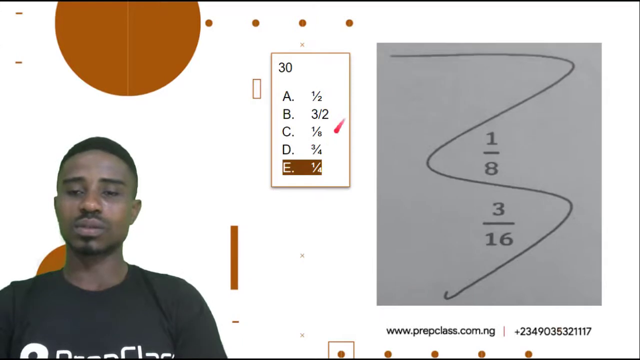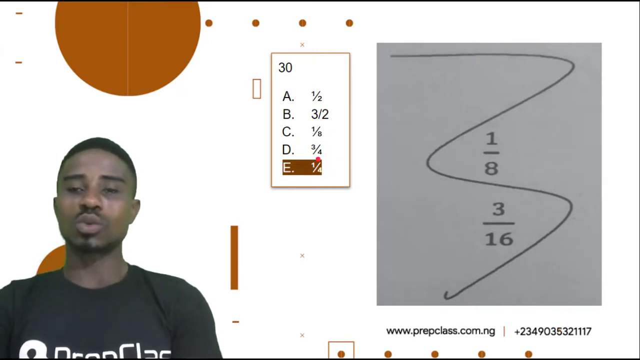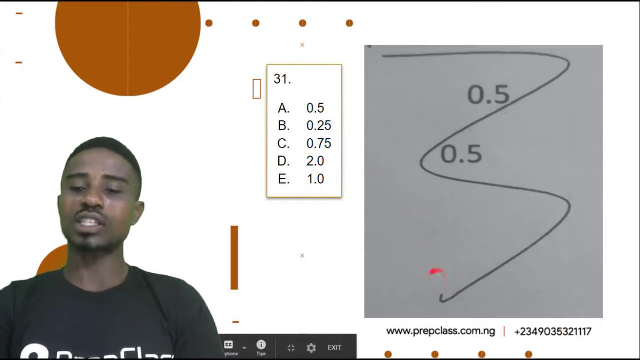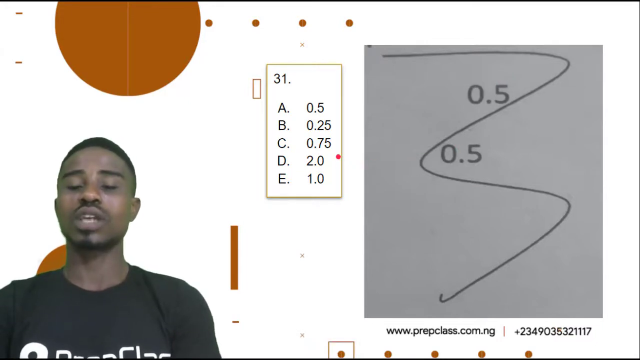Let's check it out. So question 30, option E, 1 over 4 is our correct answer. Let's move to the next question. Question 31. We've been asked to find this part, so we're going to use the actual process of solving. Let's see how to get it done.